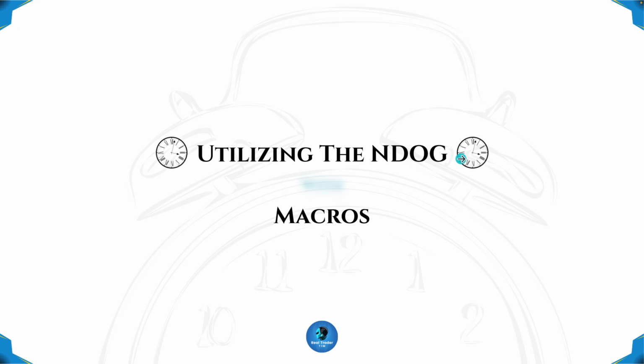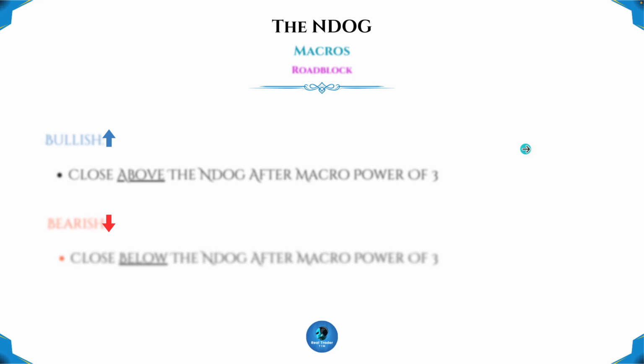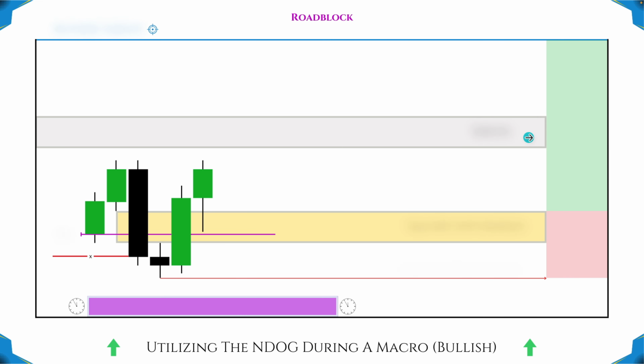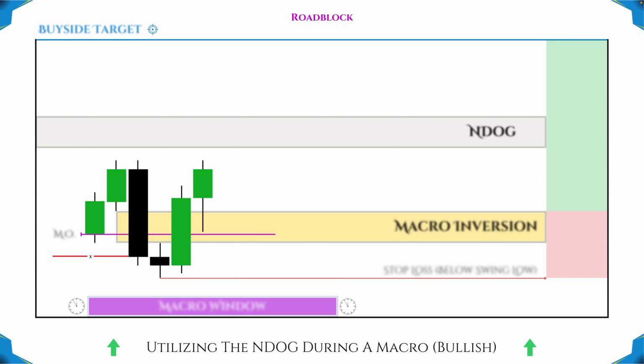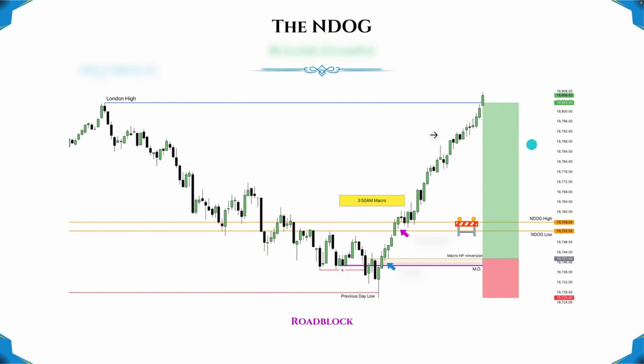So if we continue forward, how can we utilize the new day opening gap with macros? Well, it's the same logic, right? Let's first talk about and look at examples of utilizing the new day opening gap as a roadblock. Okay, let's get right into the chart examples here. So the new day opening gap for a bullish example.